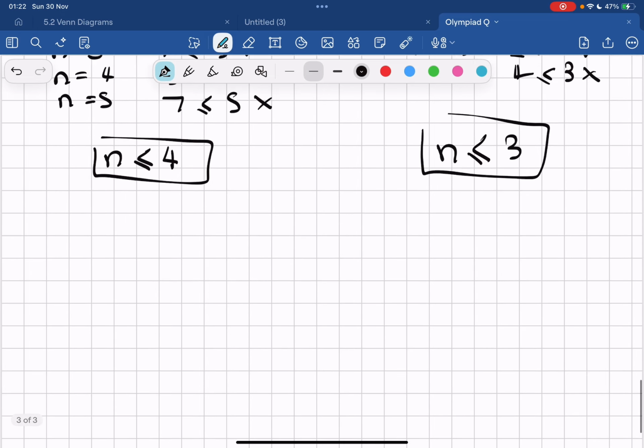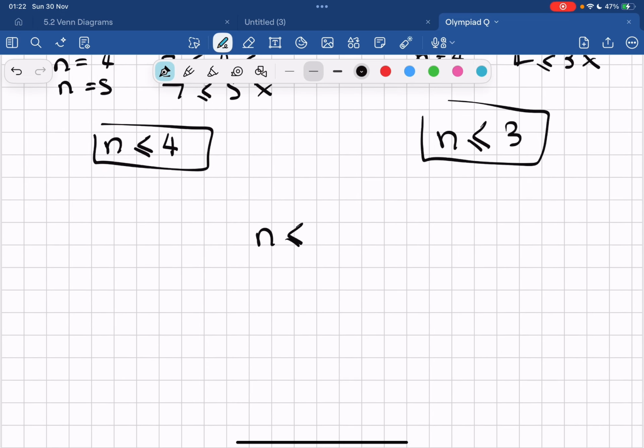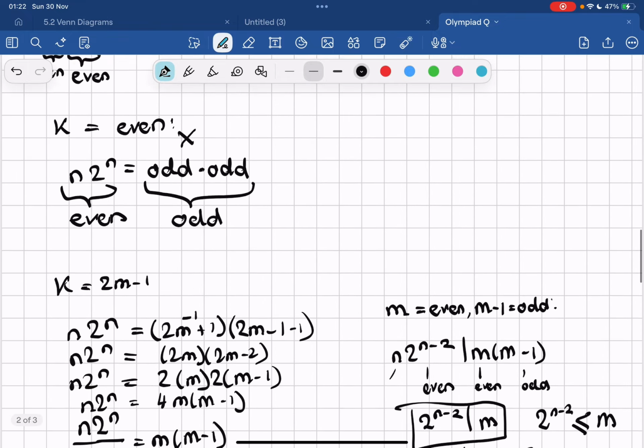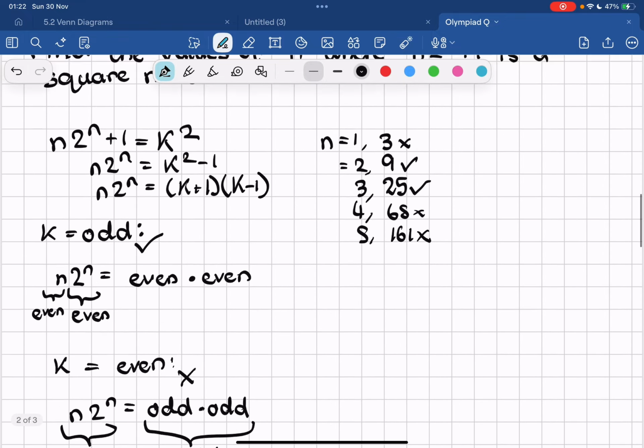Now if you merge our two inequalities, we get n is less than or equal to 3. So we know our values of n can either be 1, 2, or 3. Now if we go back to our first step where we checked small cases, this equation here is only satisfied for when n is 2 or 3, and this checks out with our inequality, so we can say that n times 2 to the n plus 1 is a square number for values 2 and 3.